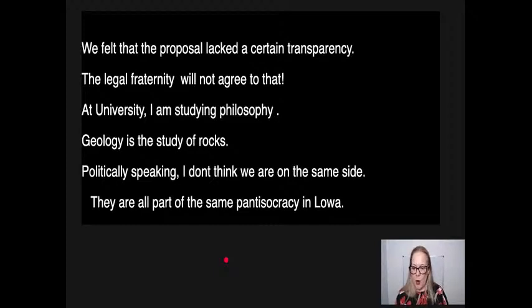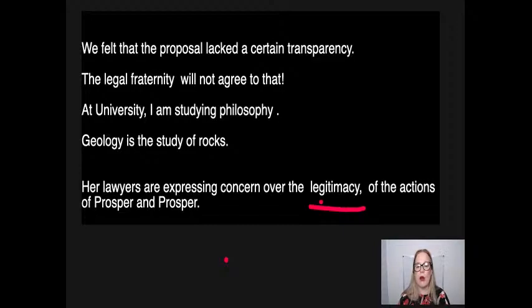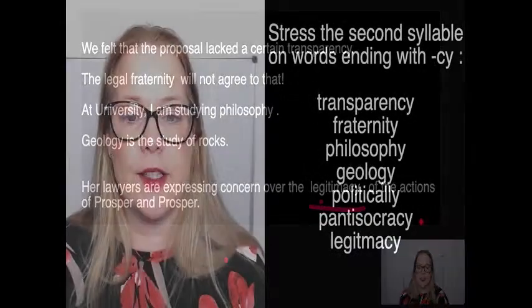All right, so I'm just going to get rid of a few so that we can do the last one, which is: her lawyers are expressing concern over the legitimacy of the actions of Prosper and Prosper.